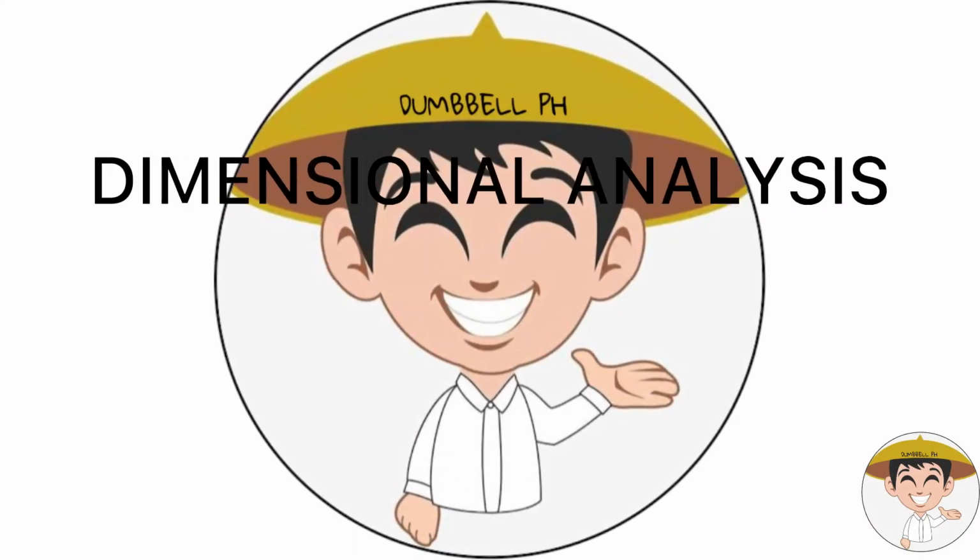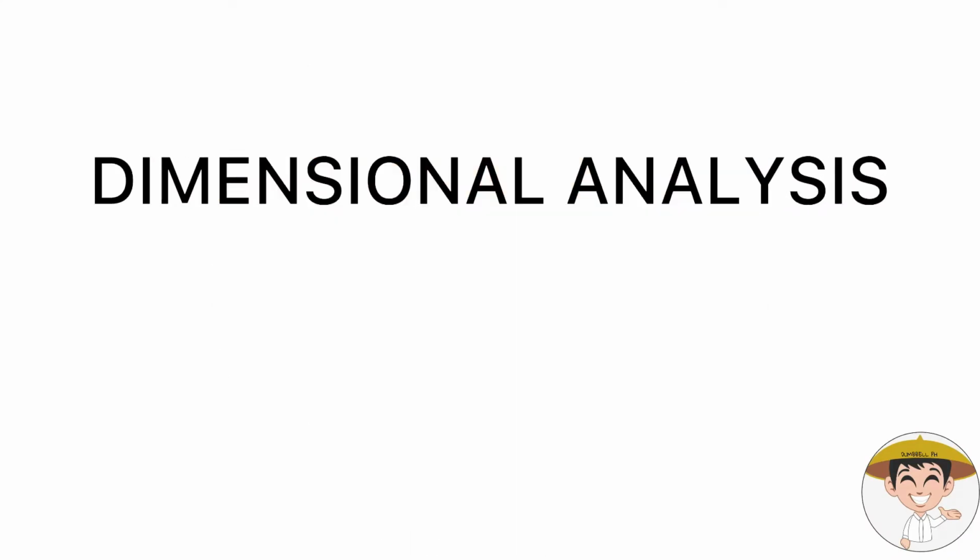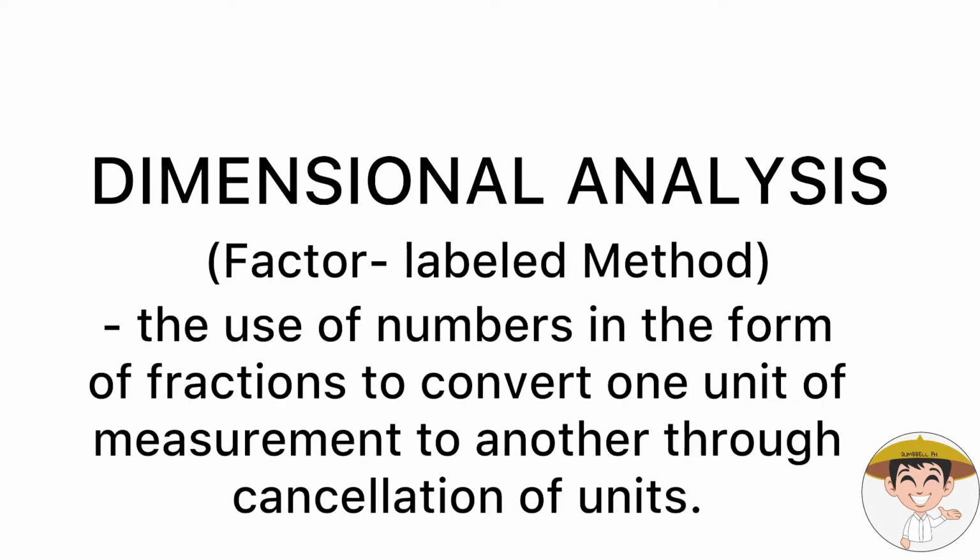Dimensional analysis or DA or the factor label method is the use of numbers in the form of fractions. So take note that we are going to handle fractions or conversion factors. We have already tackled this one. It is used to convert one unit of measurement to another for cancellation of units. I assumed that you already know how to cancel units. The main idea is to cancel out same units appearing in both the numerator and the denominator until you are left with the target unit.